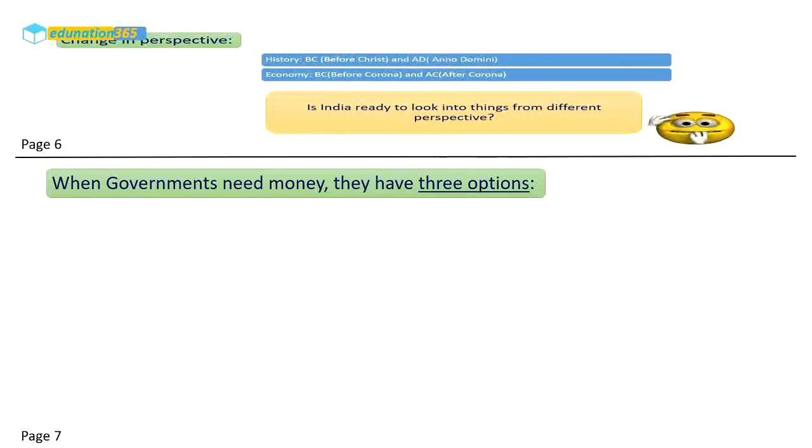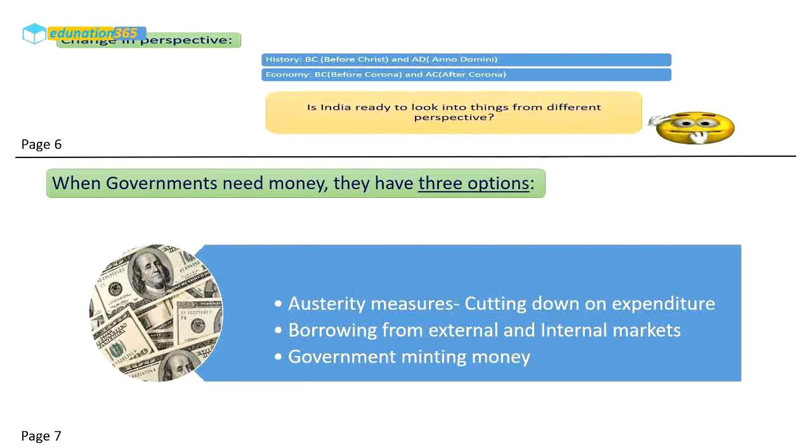It is apparent that governments need money to run the engine, but there are times when governments need more money than anticipated. For example, instances like natural disasters, man-made disasters, and pandemic outbreaks make countries go bankrupt. What are the options that governments have? Well, there are three options.